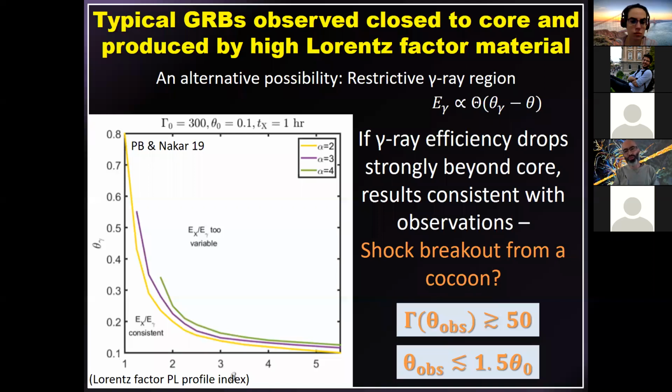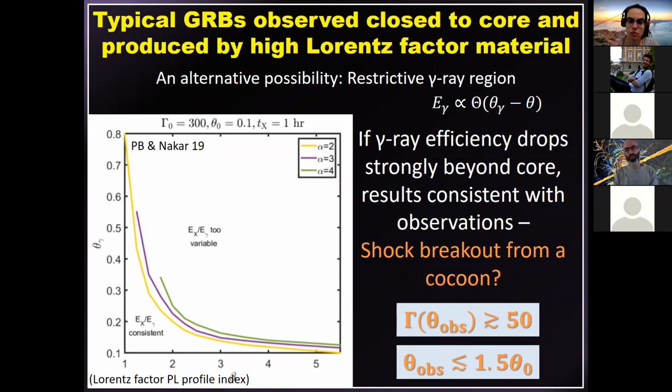More generally, what you need is for the Lorentz factor of any part of the material that is effectively radiating towards the observer to always be very large, let's say 50 or larger, and you need the maximum viewing angle of any of those cosmological GRBs to be reasonably small, up to say 1.5 times the core angle of the jet.